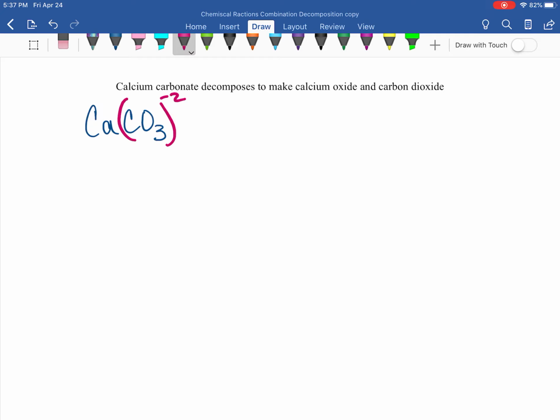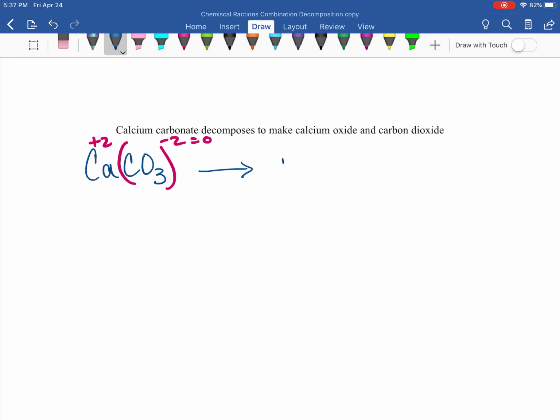All right, let's tackle it. All right, calcium carbonate. Carbonate is one of our common anions. What's the charge on that carbonate? -2. So what's your charge on calcium? +2. Okay, we got lucky there. That evens out. All right, this one, it says it decomposes. That's a hint as to what kind of reaction it is. And it makes calcium oxide.